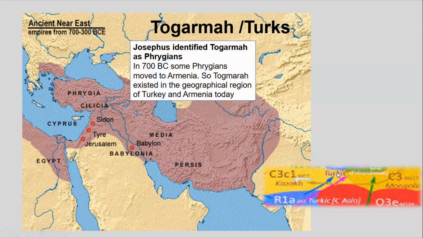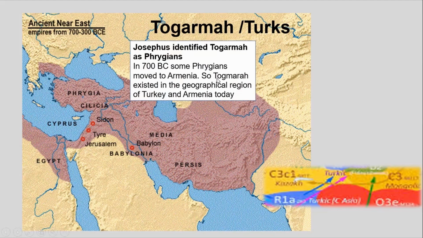Josephus identifies Togarmah as the Phrygians. The Phrygians are right here, so he's saying that's Togarmah. That would have been the same people that the tribe of Dan was fighting with when they came in. They fought the Phrygians, who were right here in this same area. These are all the same people. They're all Togarmah, and they moved into Armenia.